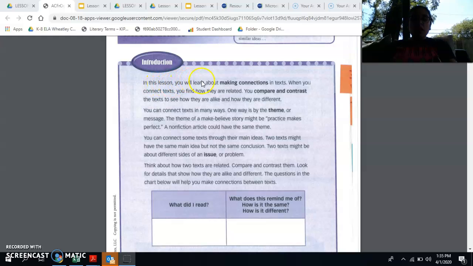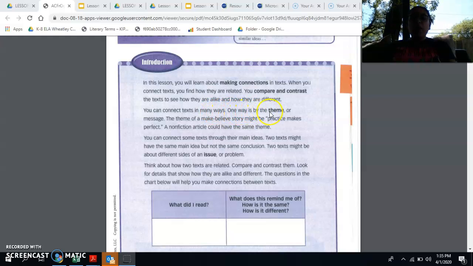In this lesson, you will learn about making connections in text. When you connect texts, you find how they are related. You compare and contrast the texts to see how they are alike and how they are different. Remember, compare means alike, contrast means different.